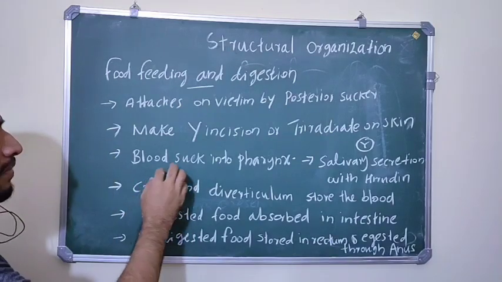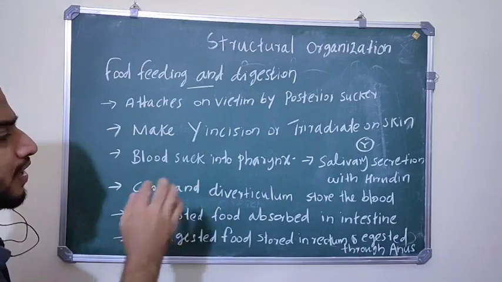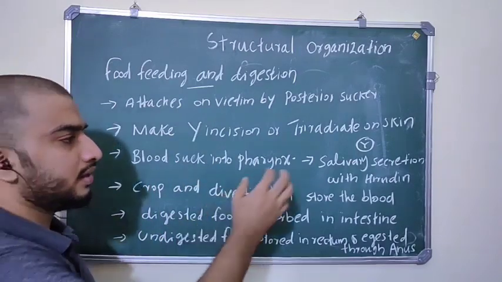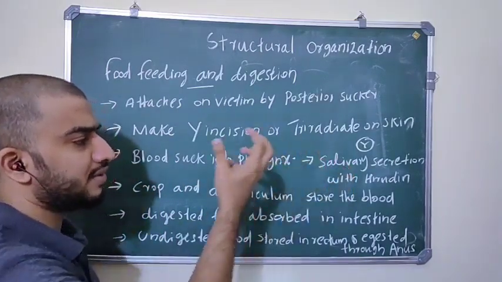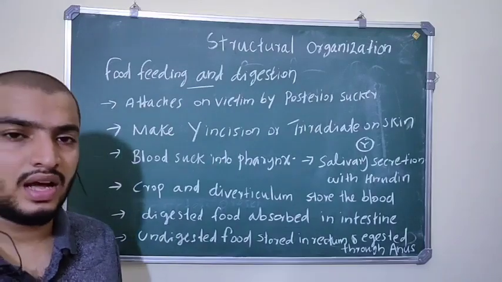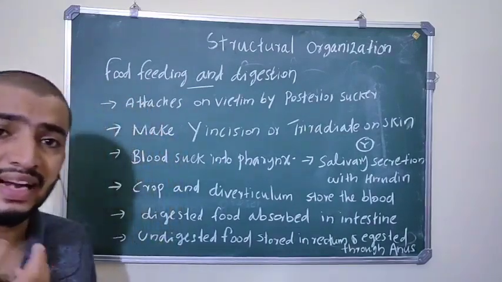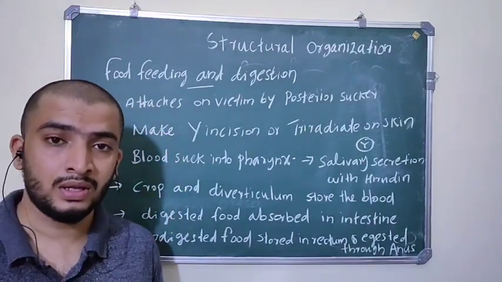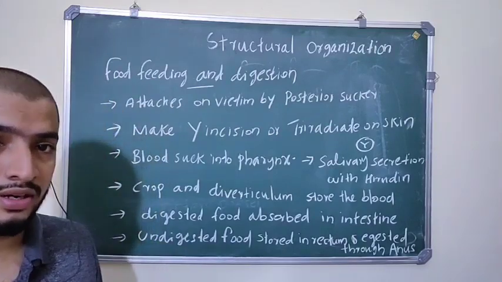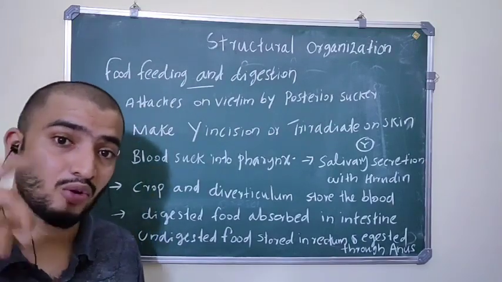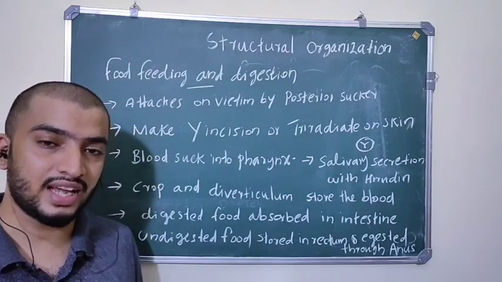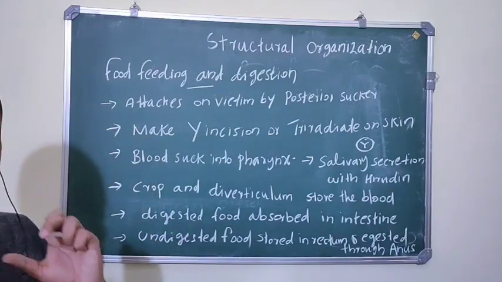Then they suck the blood into the pharynx, and into this pharynx the salivary secretions are poured. These salivary secretions contain a chemical called hirudin. Do you already know what hirudin is? Yes, it prevents the coagulation of blood, so they can easily take the blood into their body.